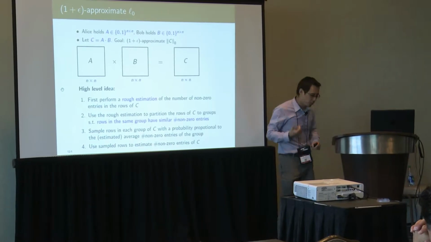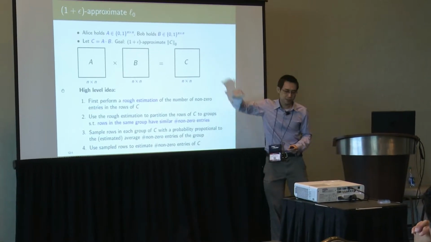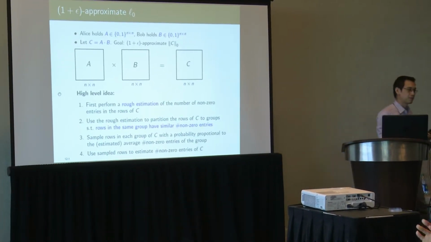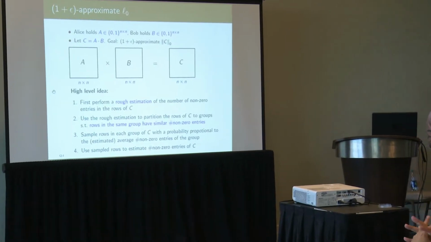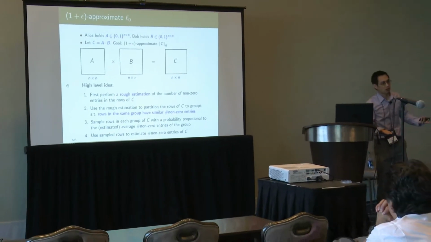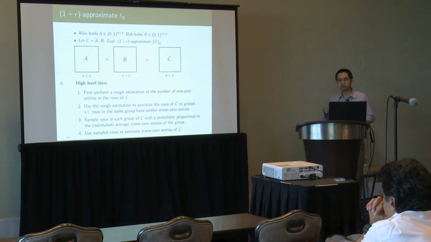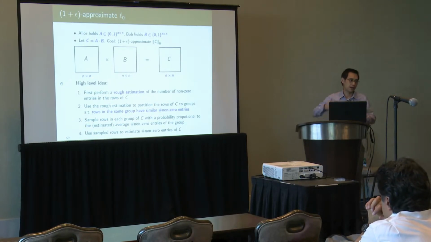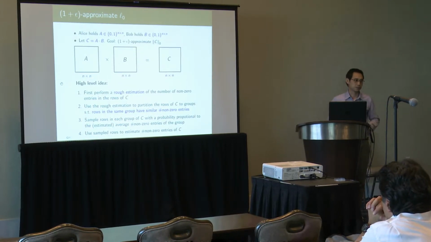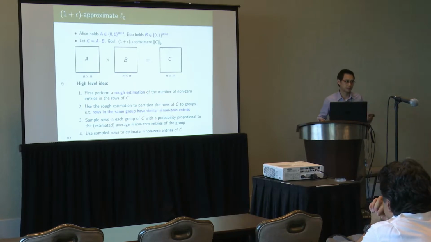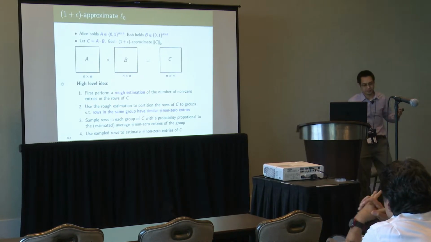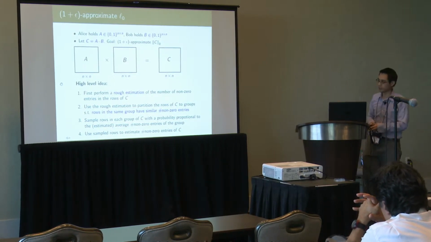But the problem is that the rows of C might have very different numbers of non-zero entries. Then the variance could be very large. So what we do is we try to reduce the variance by a more careful sampling scheme. That's the main idea. I think that sentence captures the one main idea of our algorithm.